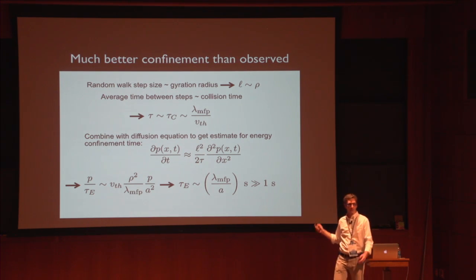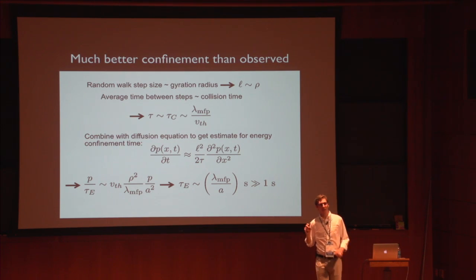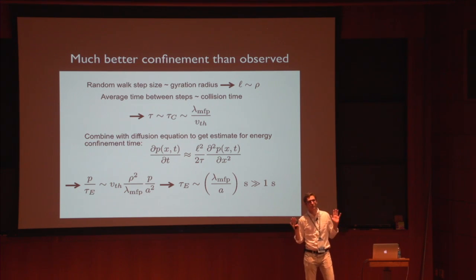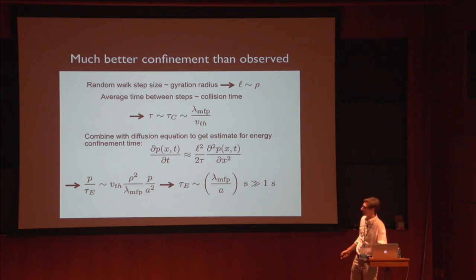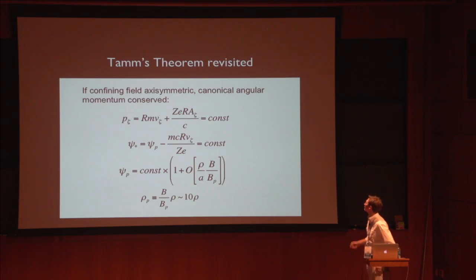So if all we had were these classical collisions, then everything would be great. We would have had fusion decades and decades ago now. But we don't, and so there must be something else going on.